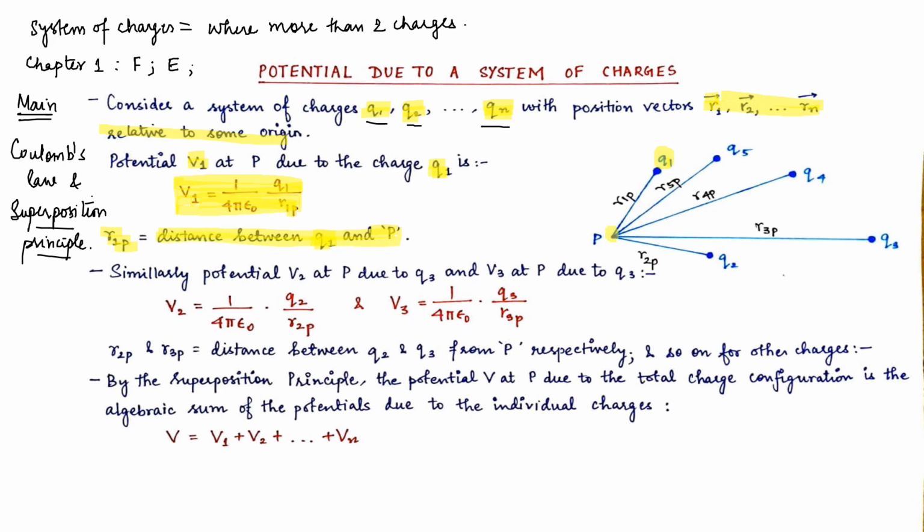Similarly, we will find the potential V2 due to Q2 and V3 due to Q3. So we get V2 equals 1 by 4 pi epsilon naught into Q2 by R2P, and V3 as 1 by 4 pi epsilon naught Q3 by R3P.